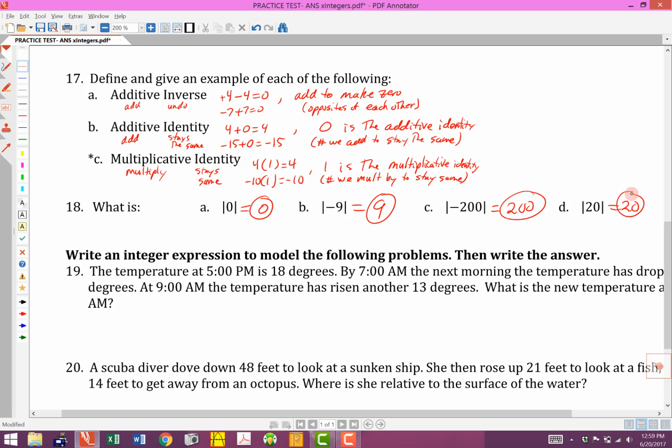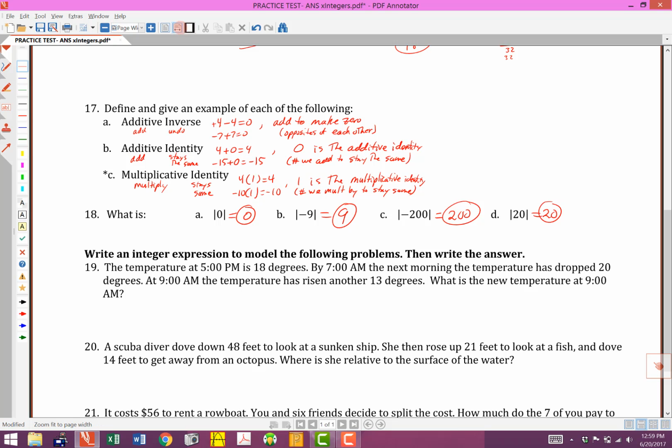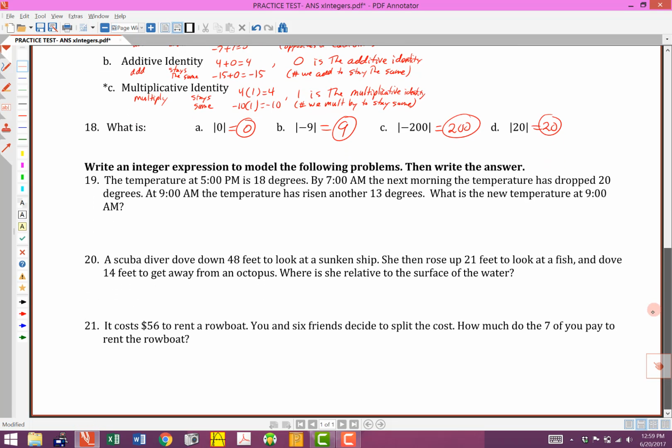So the absolute value doesn't care which direction we go, whether we go to the left and have a negative number or go to the right and have a positive number. It just cares how far. Okay? All right, so last couple problems.